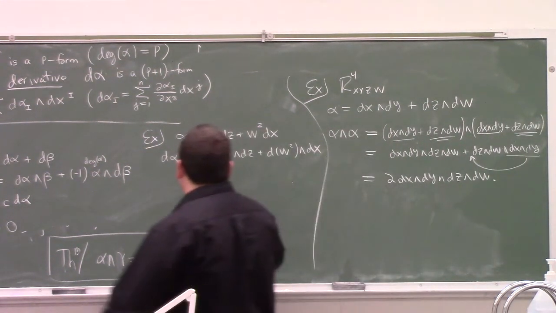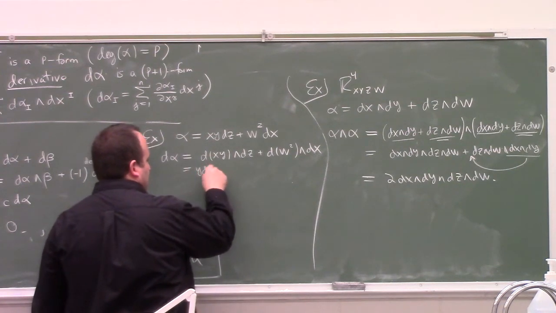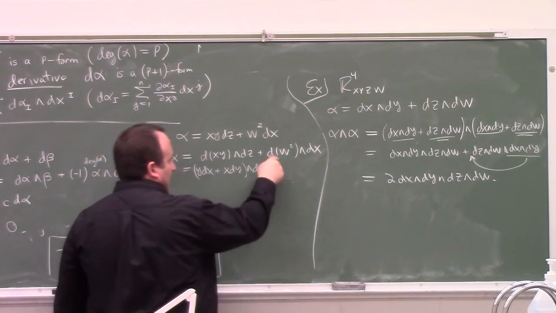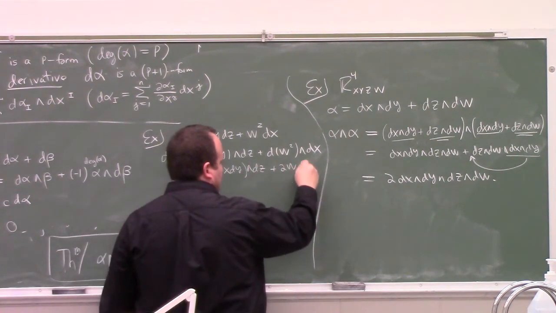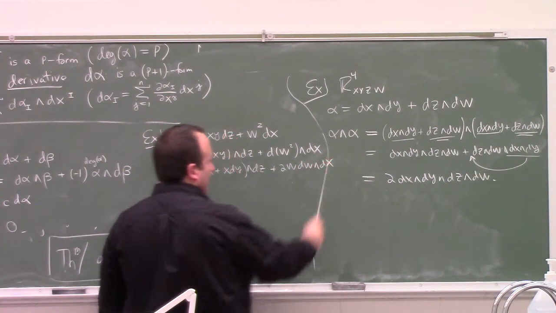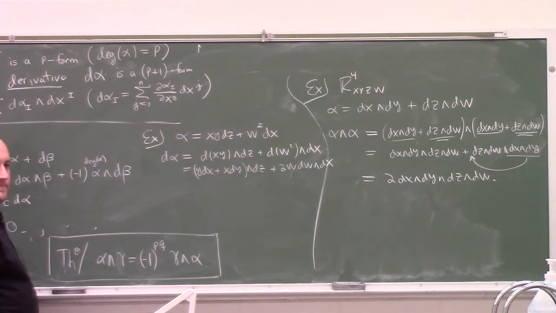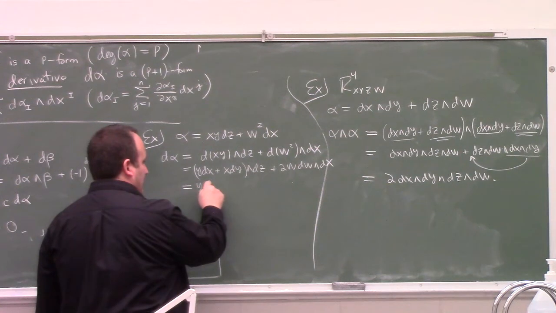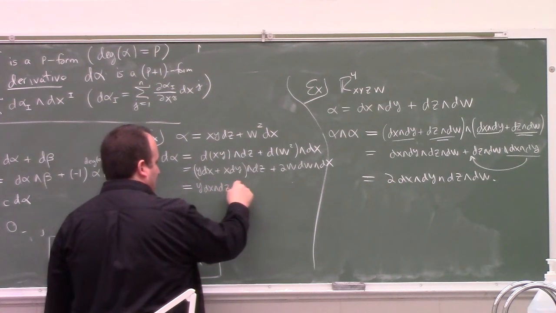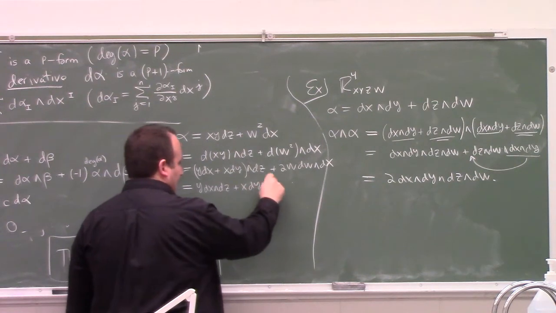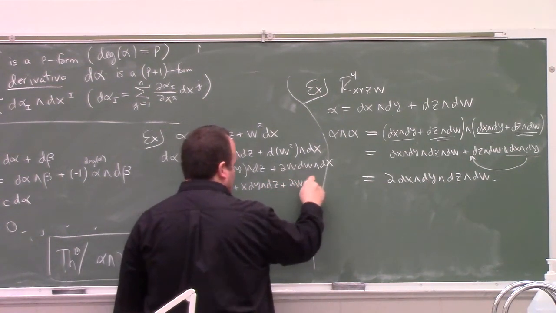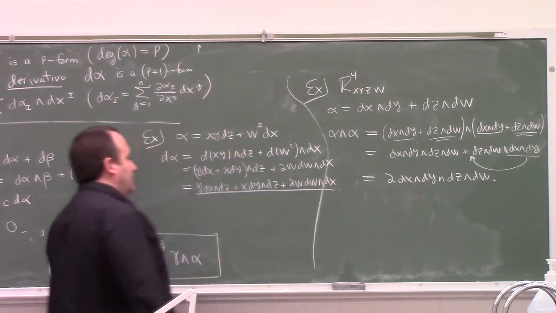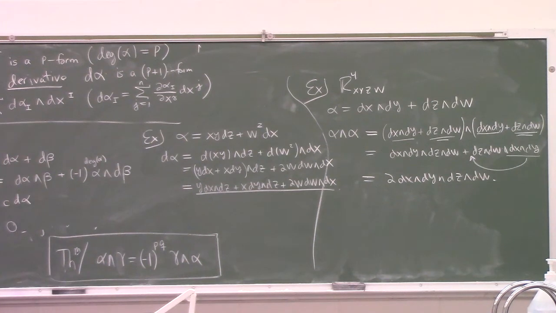d(xy) is what? It's y dx plus x dy, all wedge dz. And this guy is 2w dw wedge dx. So what do we got here? We've got y dx wedge dz plus x dy wedge dz plus 2w dw wedge dx. There you go. The exterior derivative of this one form is a 2 form.